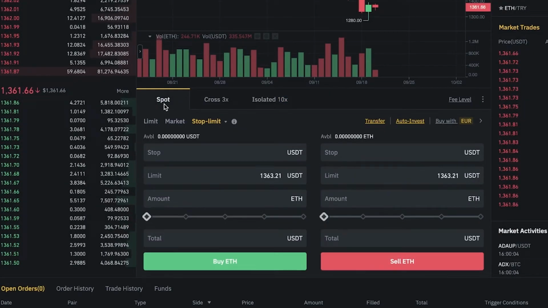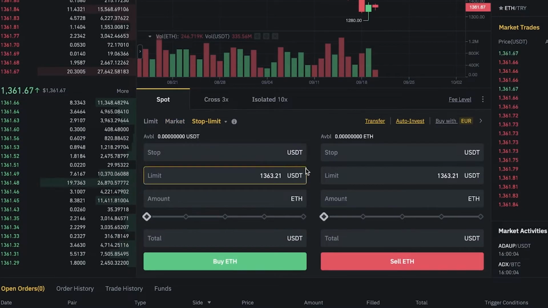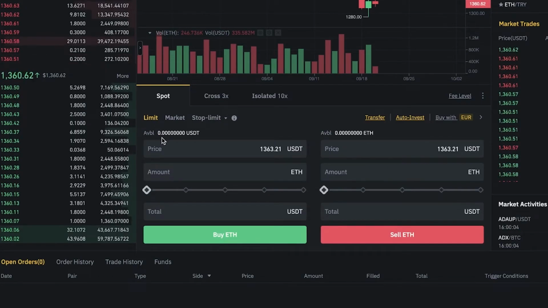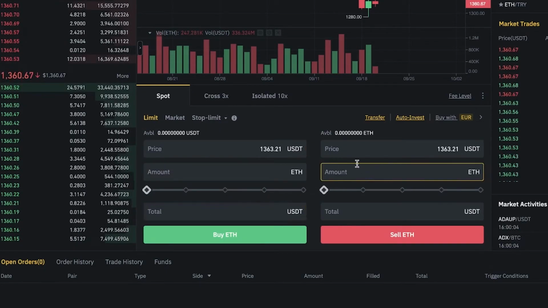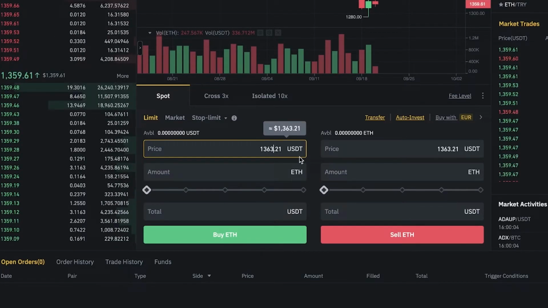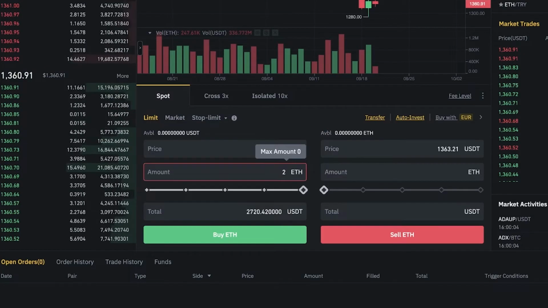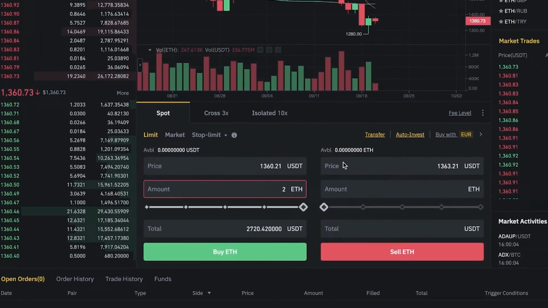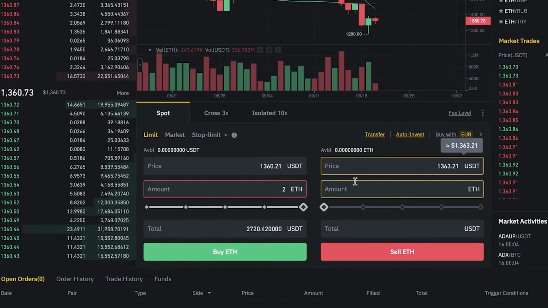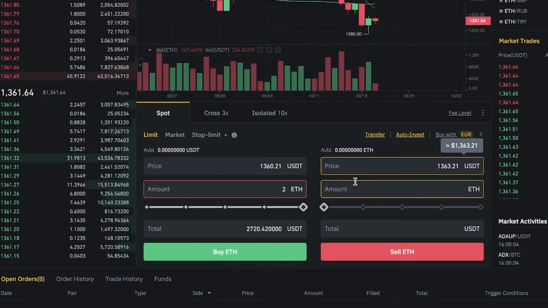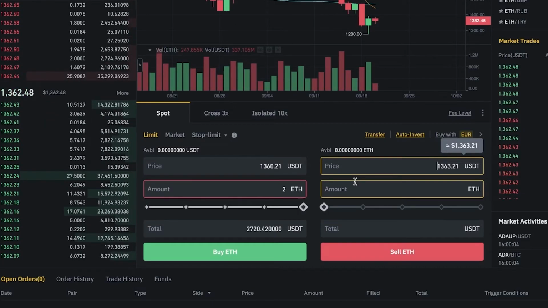Now to begin trading, you can just simply click on spot over here, and all you have to do is set up a simple limit trade. So let's say that you want to buy Ethereum when the price goes to 1360. The amount of Ethereum you want to buy is 2 ETH, and then you're just going to click on buy ETH, and if you scroll down, the order will be put over here, which would be called an open order. Then you have the selling option. It's pretty much the same thing. You can enter when the price of Ethereum reaches this specific number, you want to sell this much ETH.